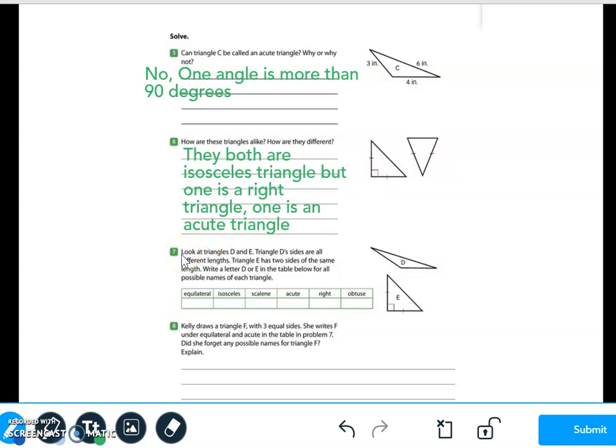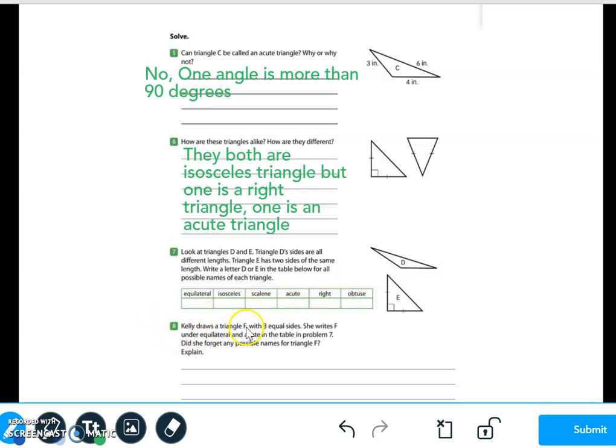Moving on to question 7, it says, look at triangle D and E. Triangle D sides are all different lengths. Triangle E has 2 sides of the same length. Write a letter D or E in the table below for all the possible names of each triangle. So if it's an equilateral triangle, we're going to put our letter there, D or E. If it's isosceles, you put D or E. Take your time and fill in this table, and then move to 8.